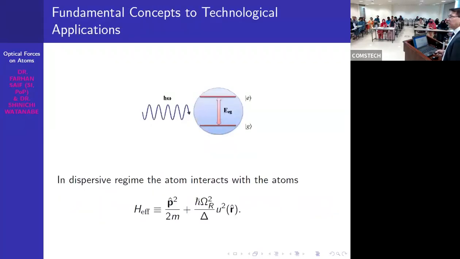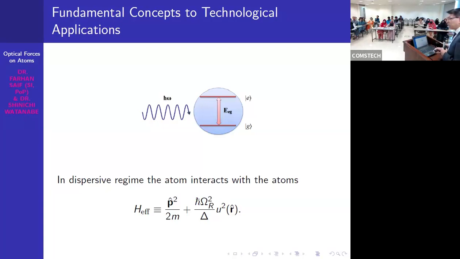Okay, now yesterday we were also talking about the atom-field interaction in the dispersive regime. When we say dispersive regime, I remind you that the atom transition frequency is very far or very different from the field frequency. That means the field cannot be absorbed by the atom, and the transition will not take place. If the electron is in the ground state, it will stay there. But our atom will experience a force because of the optical field present.